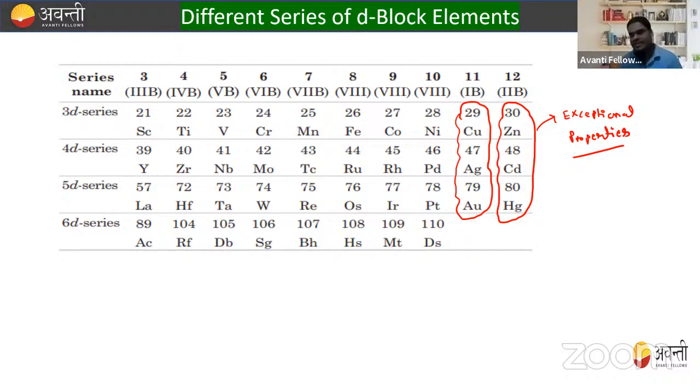Like the 3d series, 4d series, and 5d series, and similarly the second last element of the 3d, 4d, and 5d series, that is copper, silver (Ag), and gold (Au). So this one is very, very important. Understand? Good. This will really help you if you know these atomic numbers and their positions. It will help you in solving questions. Right.